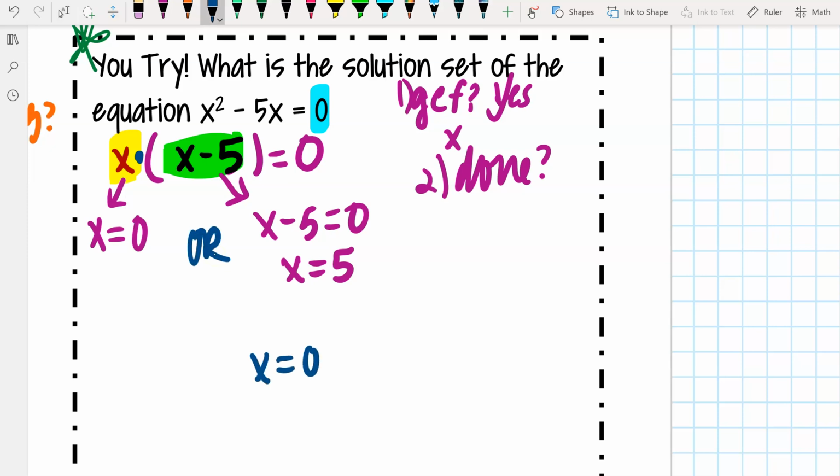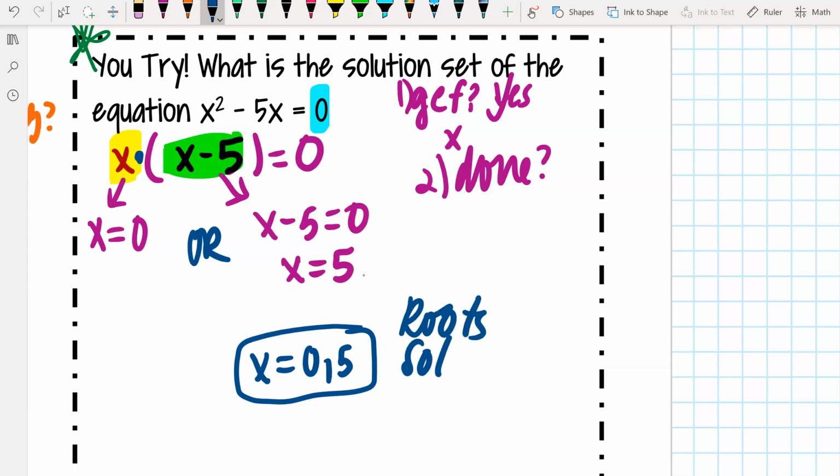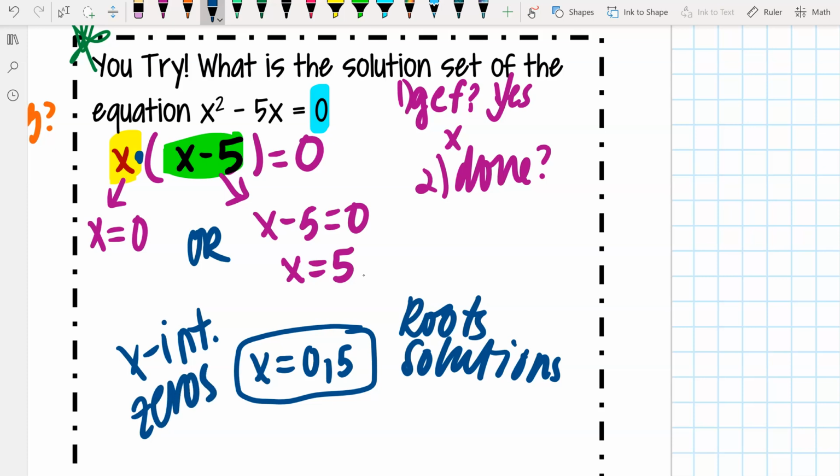So then we take the binomial and do x minus 5, and we solve for that to figure out what x has to equal so that the binomial here equals 0, and that would be a positive 5. So for this, we can say that our roots, solutions, our x-intercepts, and our zeros, because they're all the same thing, are 0 and 5.